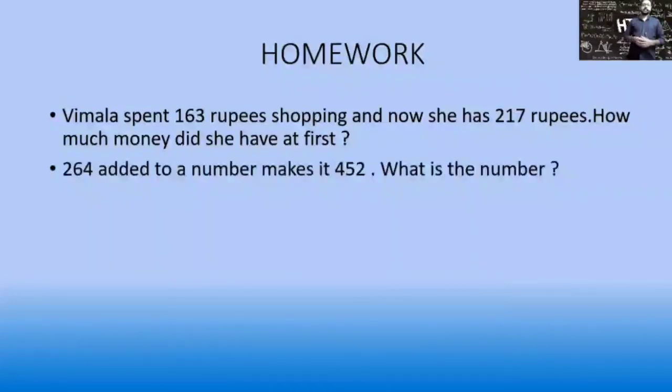The next question is: 264 added to a number makes it 452. So what is the number? Do you remember? We did a similar question, but the only difference is that in the previously solved question, a number was subtracted from the number and it gave the result. Here it is changed. See, our result can be applied in both ways. That's why, in order to become familiar and thorough with that concept, you have to do these questions by yourself.